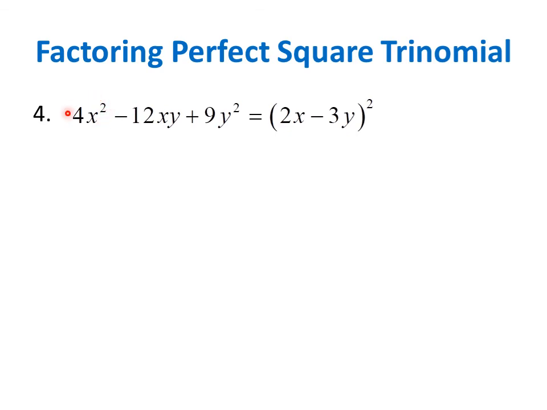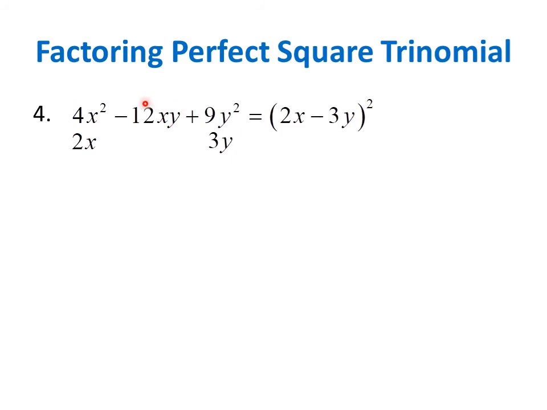Let's check. Can we get the square root of 4x squared? Yes, the square root of 4 is 2, square root of x squared is x, so 2x. Can we get the square root of the third term, 9y squared? Yes, the square root of 9 is 3, and the square root of y squared is y, so that's 3y.